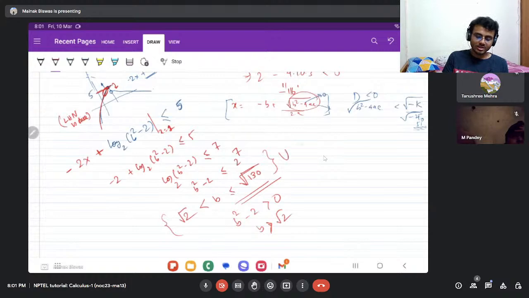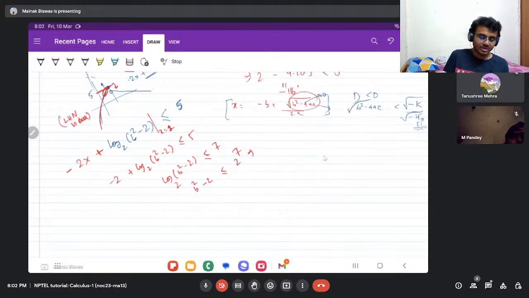And union minus root 130 to minus root 2, because it's a square, it's a quadratic. If I take a quadratic here, so what will I have? Let me just write it down again. So what is the solution? I think you are confused, but anyways, so b square is less than 130, right?